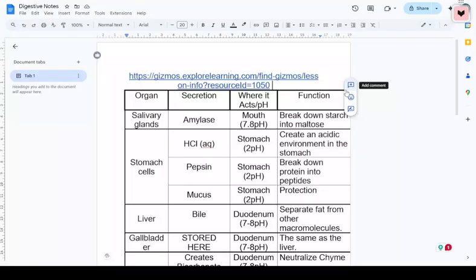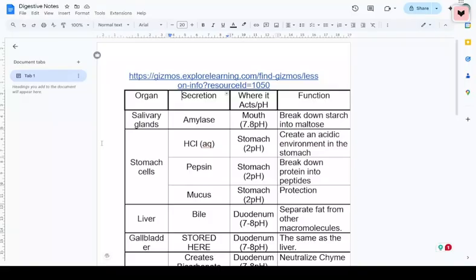So first, we're gonna go through what each organ is, what it actually does, where it is, and its function. So first we have the salivary gland. This is in the mouth, by the way, if you didn't know. In the mouth the pH is around 7.8, so that's about your regular pH. And basically here we break down starch into maltose. We talked about that in the last video.